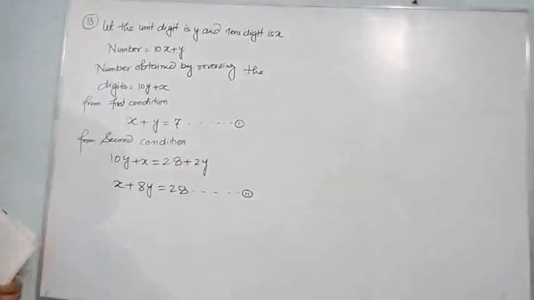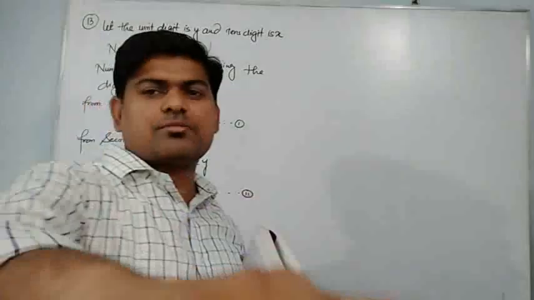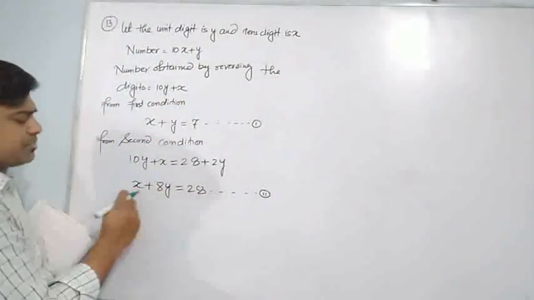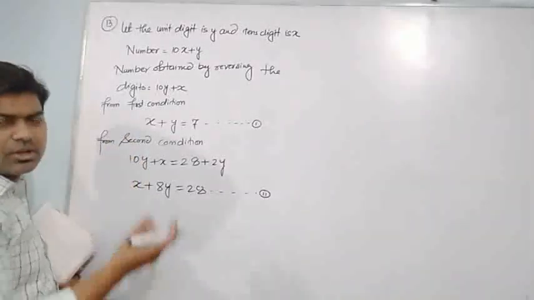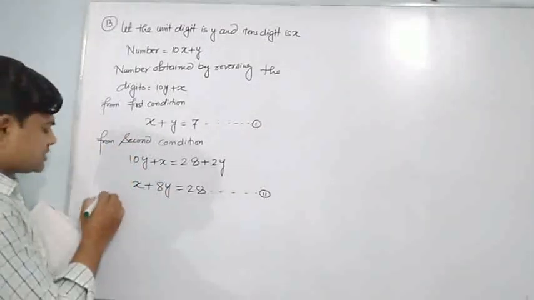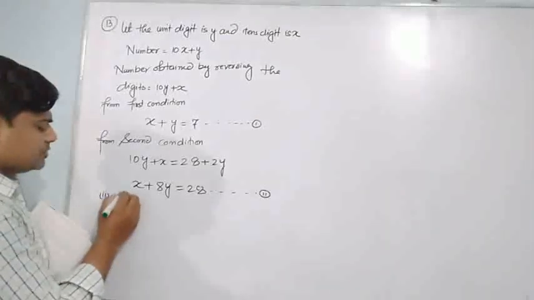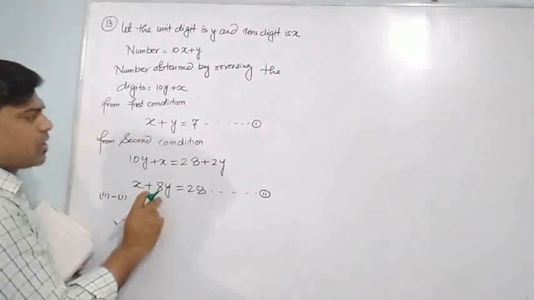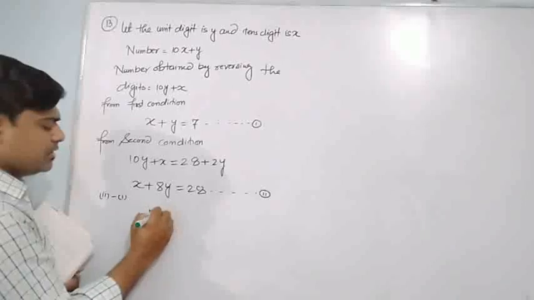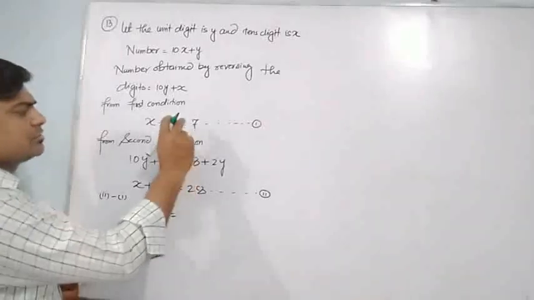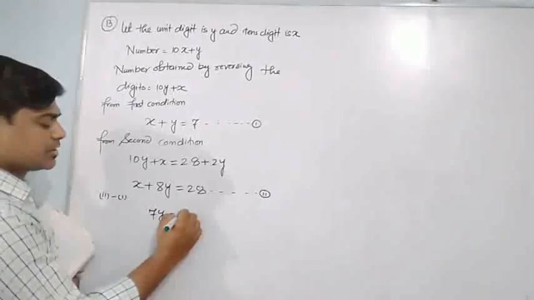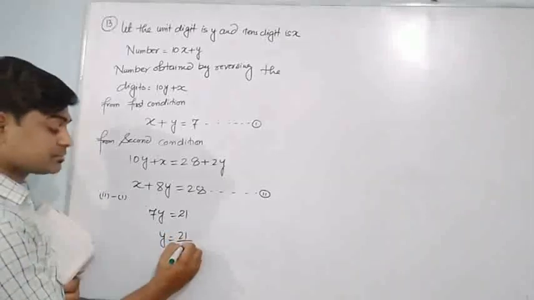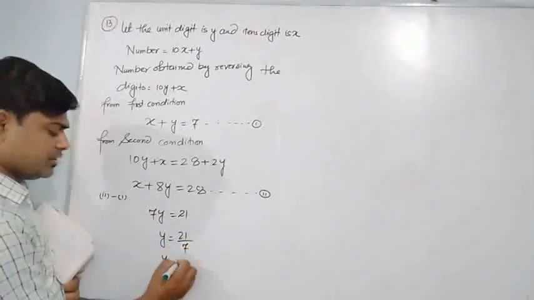Now tell me, are we not able to solve these two equations? I think we can easily solve them, and we have done so many questions like that. You can see the coefficients of x are the same in both, and their signs are the same. I can subtract: x and x will be cancelled. 8y minus y will be 7y. 28 minus 7 will be 21. Then y is equal to 21 upon 7, so y is equal to 3.